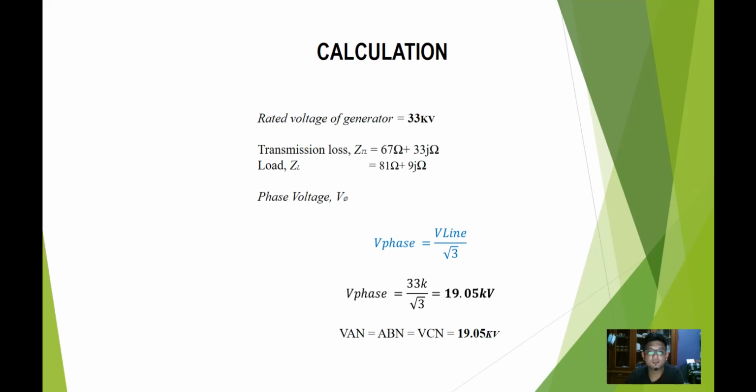For this slide, I want to show the calculation by theoretical formula. I get the rated voltage for the generator as 33 kV. To get the phase voltage, V phase equals V line divided by root 3. So the answer is 19.05 kilovolt.